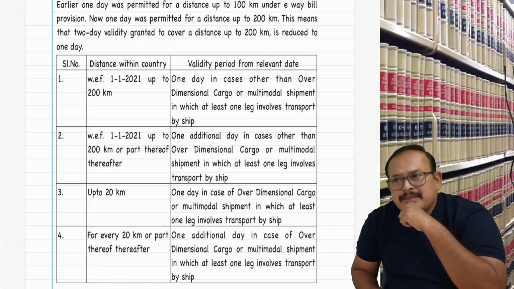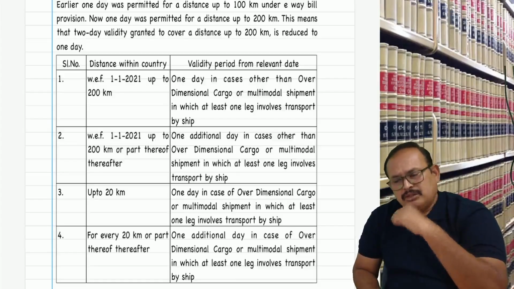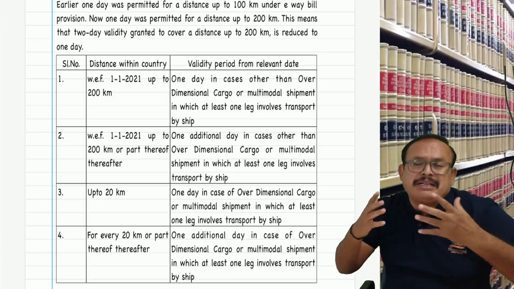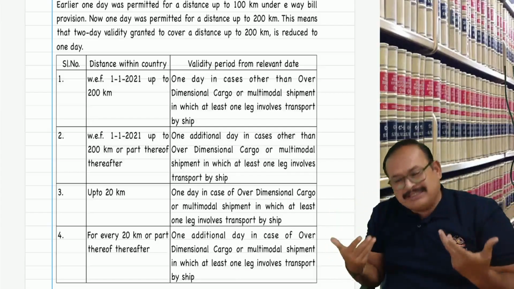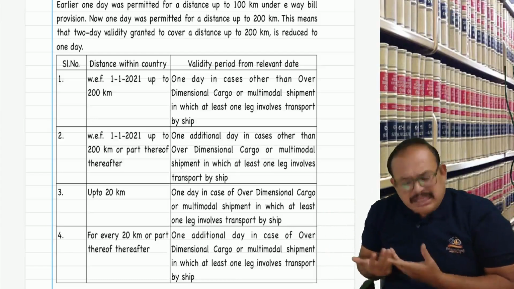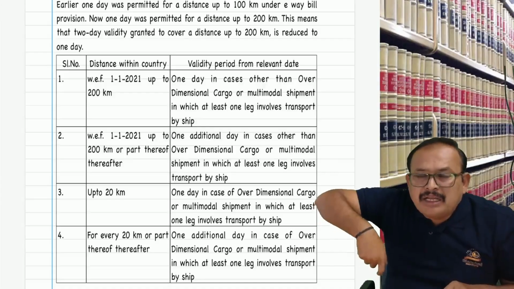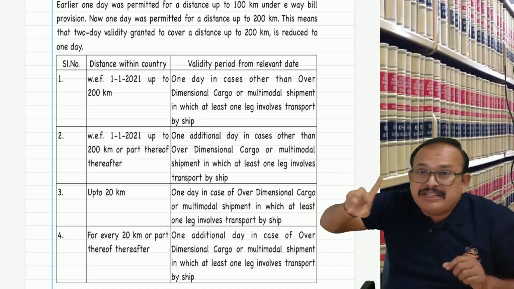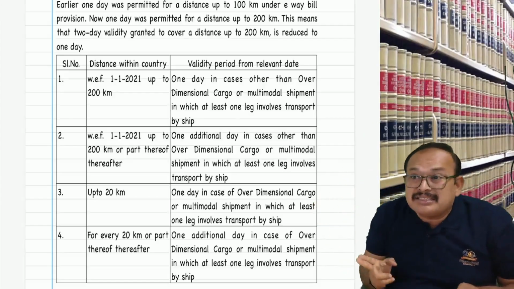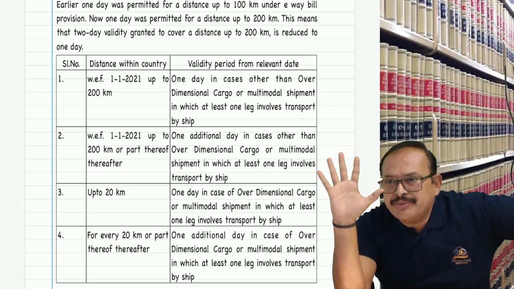For example, whether 500 kilometers distance. Today I generate the e-way bill. Sir, an e-way bill can be generated anytime. Today morning 6 o'clock, 10 o'clock, afternoon 1 o'clock, evening 6 p.m. During the day you can generate any time. That validity of 1 day for each 200 kilometers ends next day midnight. Next day midnight.